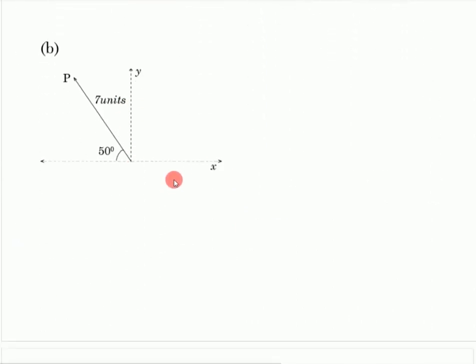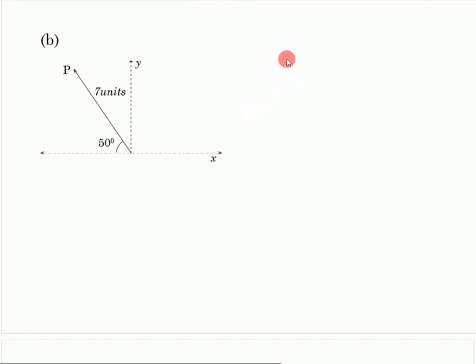But for this one, we can do it two ways. We can complete the rectangle around here and call this one b, then complete it around there and call this one a. It is either there or here. So we have this angle as 50.